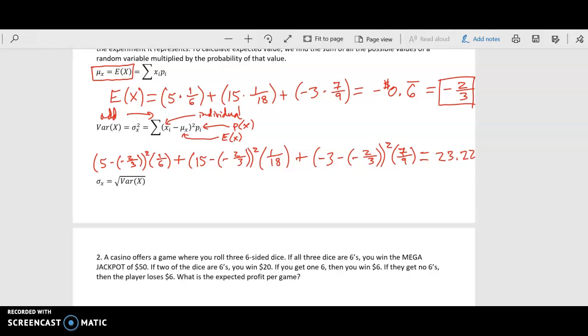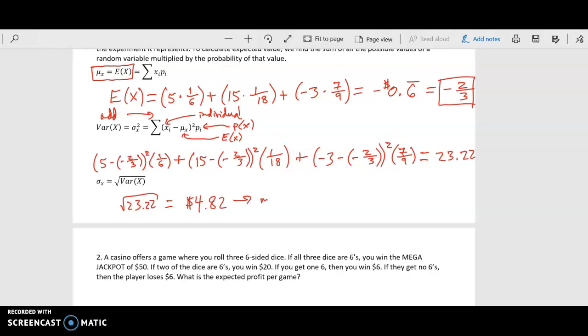You might go, well, what is the variance? Variance in general is how spread out data is, right? It's a little bit hard to imagine what variance is in probability, but it's the spread of the probabilities in general, okay? So what is the standard deviation? It's the square root of this variance. So for us, it's the square root of 23.22, which is $4.82.